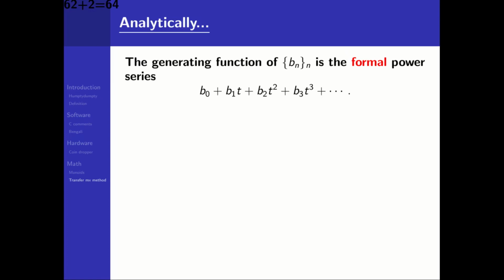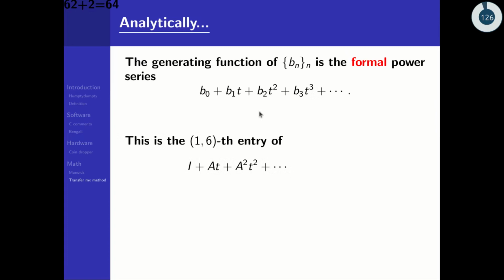However, if you want to deal with Bn analytically, then this method also has got you covered, because it can provide you with the generating function of Bn's. The generating function of Bn is what is called a formal power series, like this: b0 plus b1t plus b2t squared plus b3t cubed, etc., which means you are just writing them as a sequence, and just to keep track of the position, you multiply with the power of t.